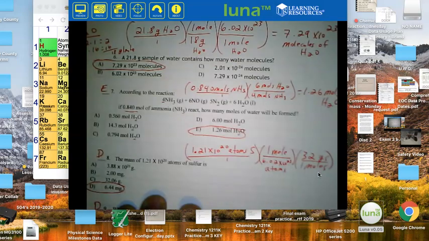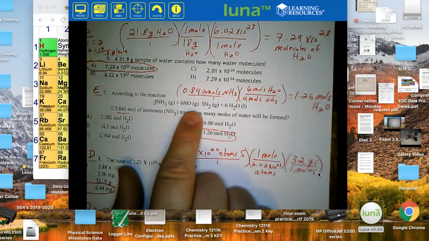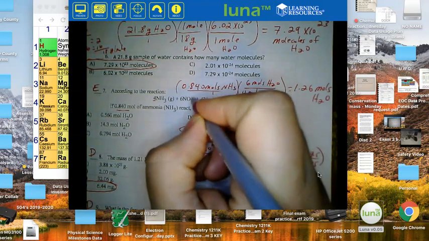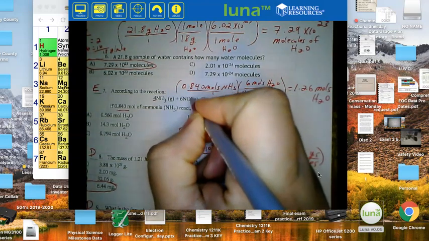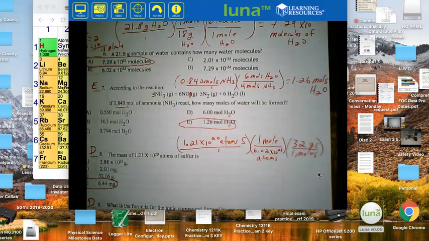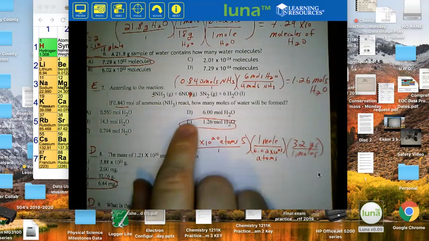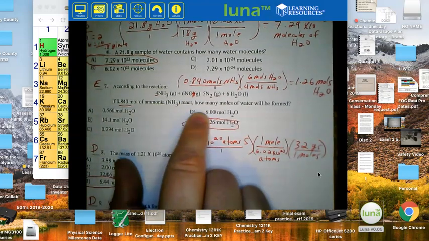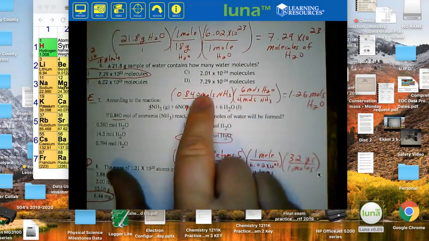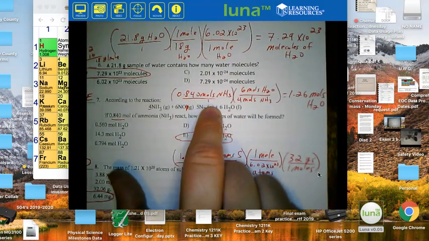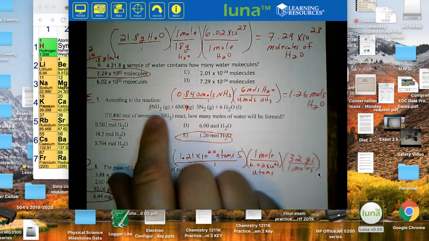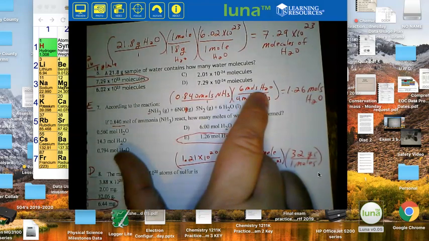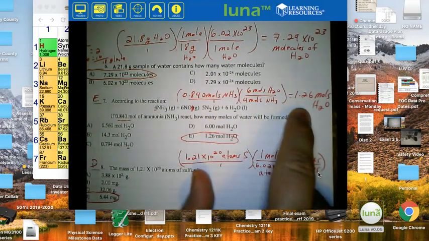Number 7 says according to the reaction here, and it seems like the reaction is missing an arrow. The arrow should be somewhere here. You're starting out with 0.840 moles of ammonia, and it's asking how many moles of water will be formed. So we use our molar ratio. Every 4 moles of ammonia, we can produce 6 moles of water. When we do the math here, we get 1.26 moles of water for our answer.